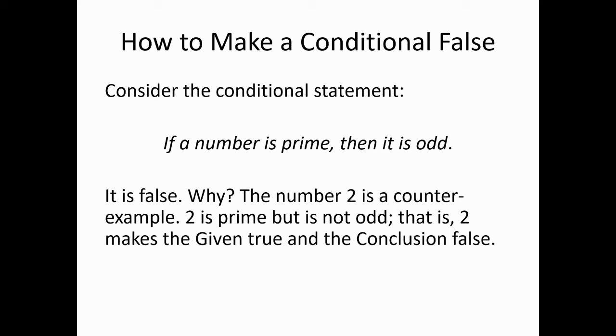So what we'll say about the number 2, that specific number, is that it is a counterexample to that conditional statement. And to think about what happens in that conditional statement for the number 2, for that specific object. Well, the given, which is a number is prime, that's true. Okay, 2 is a prime number. But the conclusion, which is it is odd, that is false.